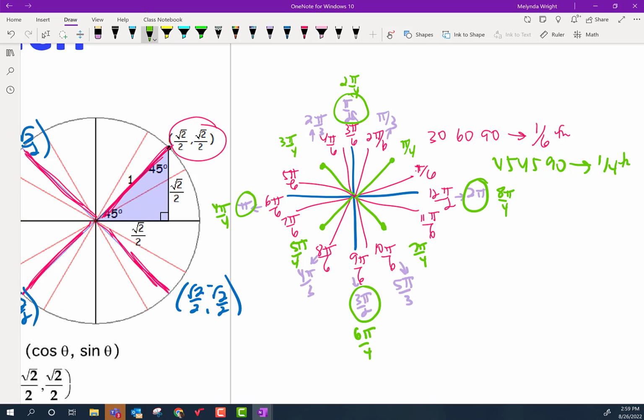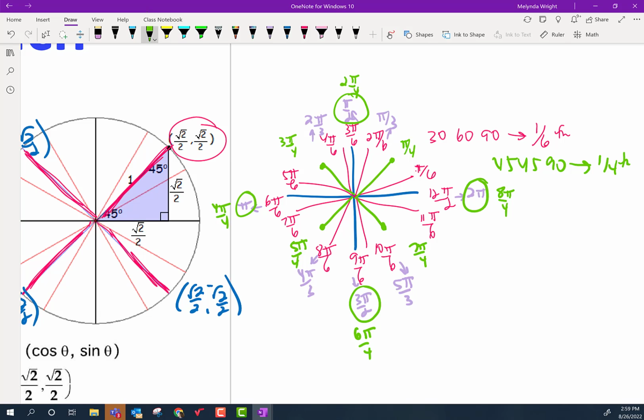I have done this for a very, very long time, and I still count them this way. If you ask me where 5 pi over 3 is, I would need to count around to get to 10 pi over 6. I mean, I would just need to. That's how I do it.